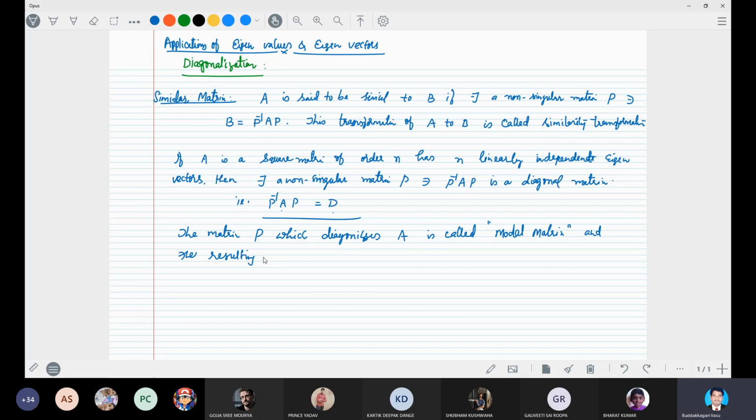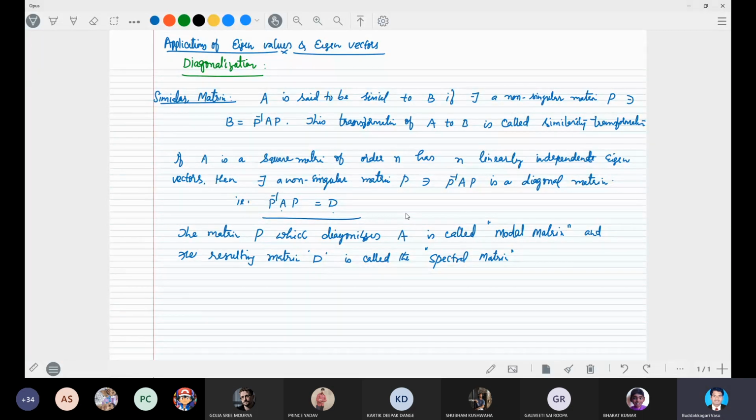what is the resulting matrix here? D is called the diagonal matrix, the spectral matrix. Okay, they are all diagonal matrices. So what are the diagonal matrices? The entries in the diagonal matrix are the eigenvalues. The set of all eigenvalues is called the spectrum, right? So that's why it is called a spectral matrix, right?